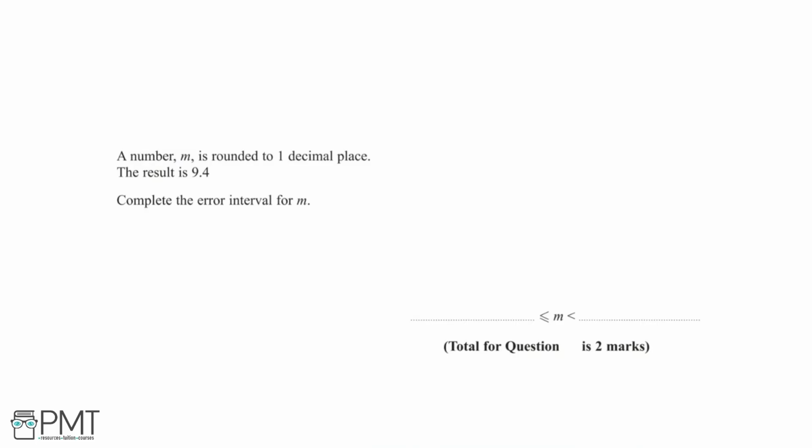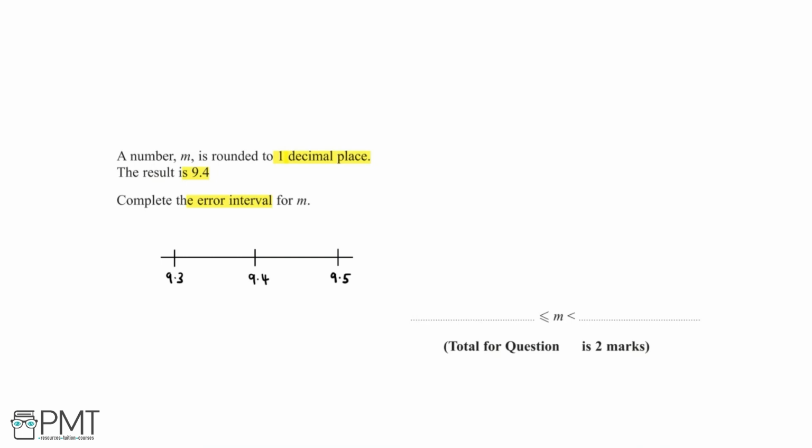In this question, we're told that a number m is rounded to 1 decimal place. The result is 9.4, and we need to complete the error interval for m. Let's use the number line to help us with this question. Now m can be any number which rounds to 9.4 to 1 decimal place. We have 9.3, 9.4, and 9.5 on our number line.